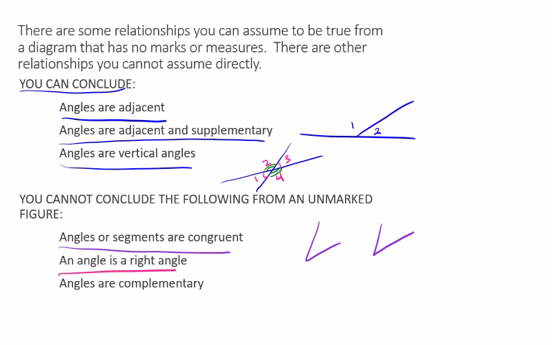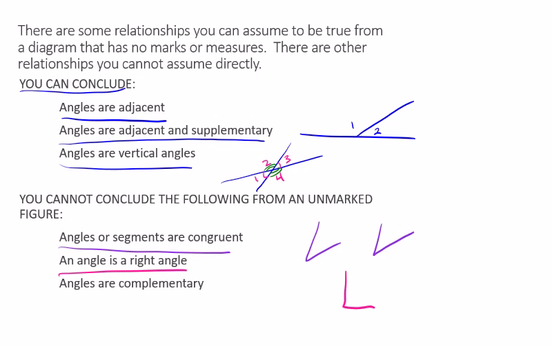You cannot assume that an angle is a right angle. You can see one that looks just perfectly right, perfectly 90 degrees, but unless you see that indicator there, you cannot assume that it's a right angle.